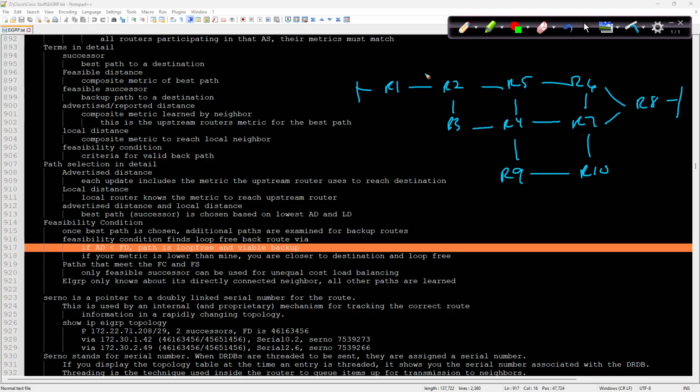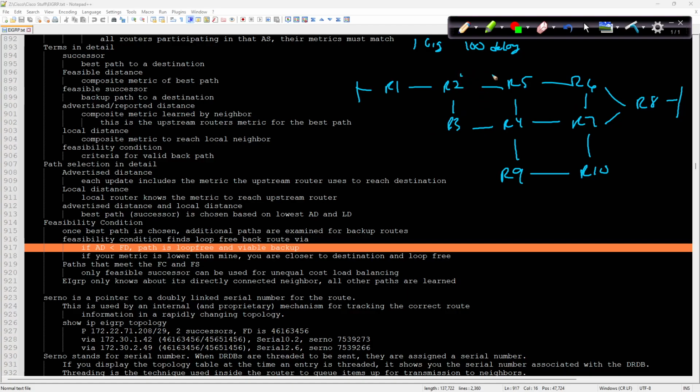So let's assume, just for the sake of argument, that every one of these interfaces is 1 gig, and the delay is 100, so it's 10 tens of microseconds. Something simple like that. Which means across the board, we have the exact same composite metric, right? Everybody's going to see everything the same way. So if I'm trying to get from R1 to R8, what is the shortest path there?